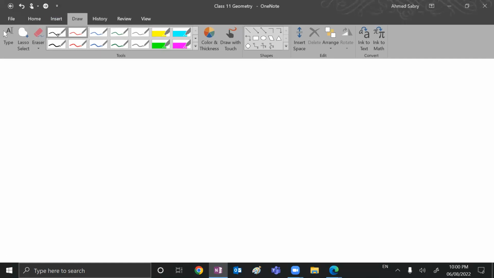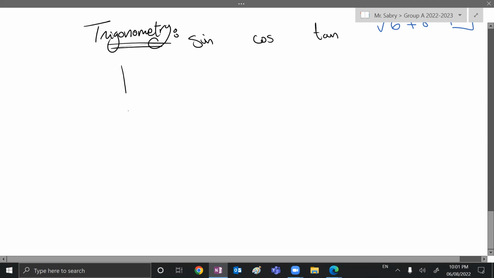There is another part, another theorem, another rule that works here, but it relates angles with the sides, not just sides. So, which is mainly trigonometry. So trigonometry works only in right triangles, and by trigonometry I mean the sine, cosine, and tan. They again only apply in right triangles.